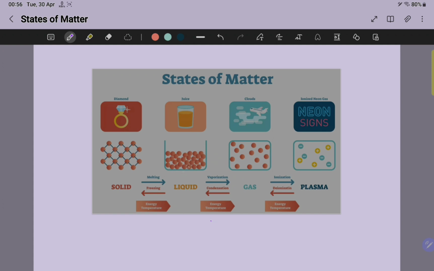These liquid molecules have less intermolecular space between them, but when they are heated, on vaporization, they form gas. And further, this gas on ionization, that is the formation of positive and negative ions, forms plasma. This plasma, when it is deionized, means that the positive and negative ions will join. It will form gas. Gas on further condensation, meaning cooling, will form liquid, and liquid on freezing will form solid.